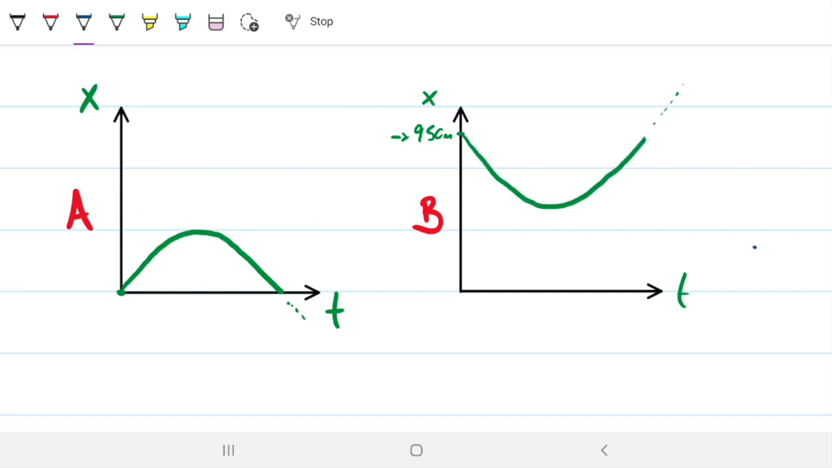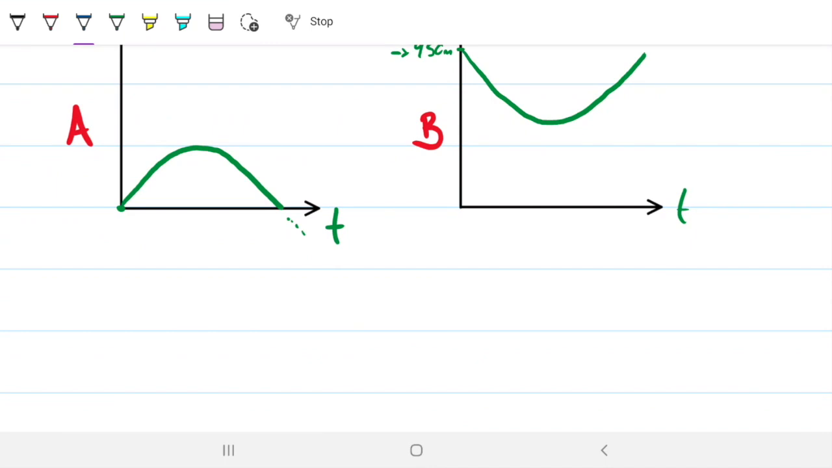And we need to figure out if they do touch or don't touch, and then if they touch, at what time. So let's first write down the equation that describes the position at any given time for A, right? So the position for A, what does that look like?